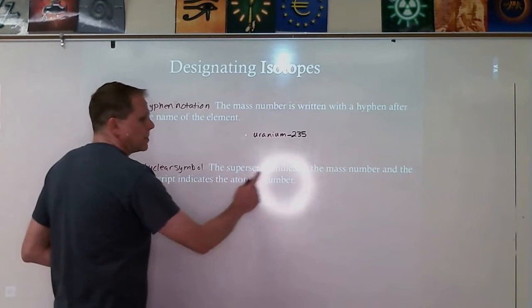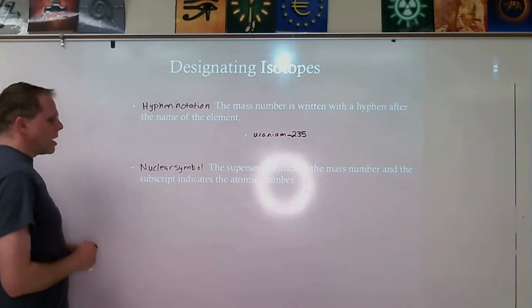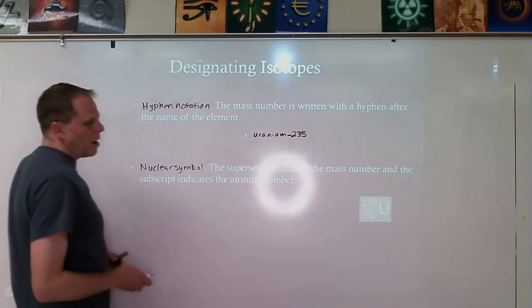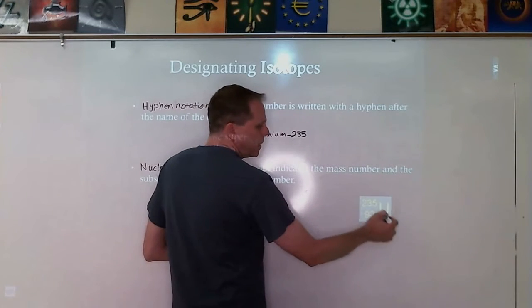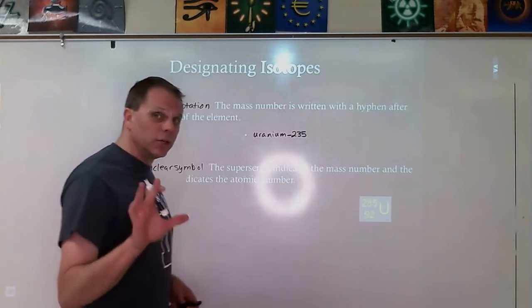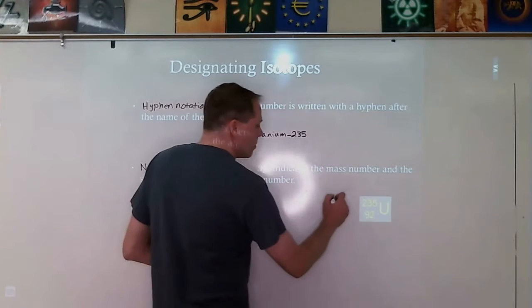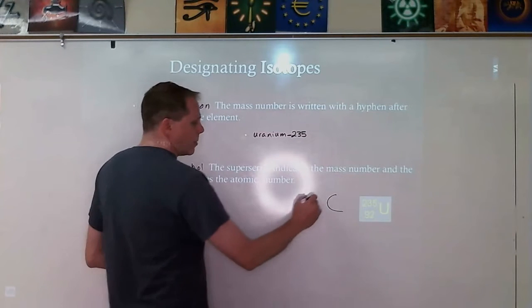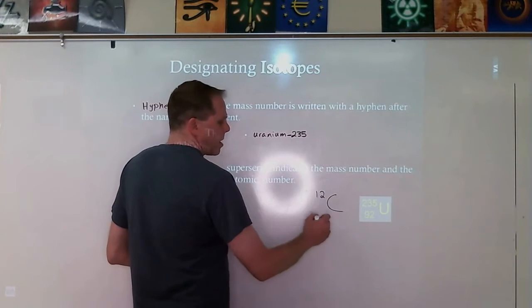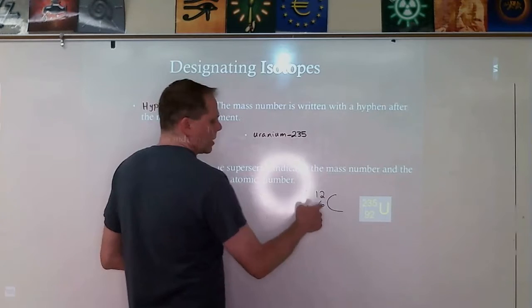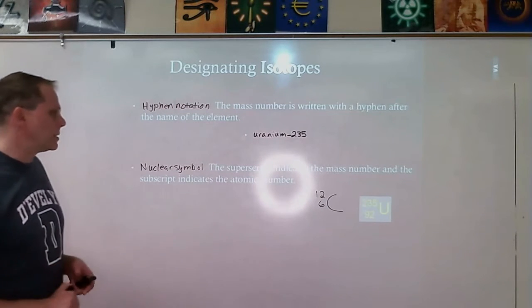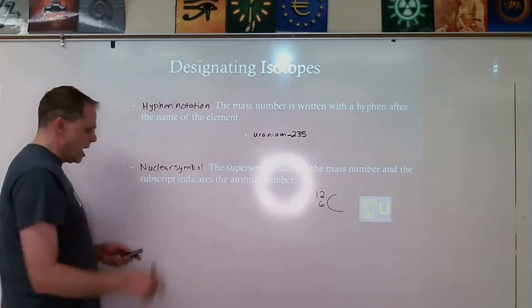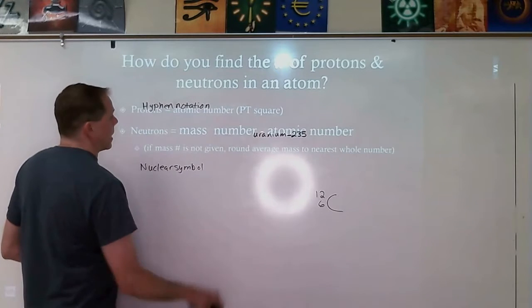Nuclear symbol. The superscript indicates the mass number, and the subscript indicates the atomic number. Oh, hey, you can actually see it. So here we put a big symbol there. That's the nuclear symbol. U for uranium. I'm already doing carbon, right? A C for carbon. The top number is going to be my mass number, so if I did carbon 12, and my bottom number is my atomic number, that would be the carbon 12 symbol. That's the nuclear symbol. So we have the hyphen notation and the nuclear symbol. You need to be able to do those, okay?